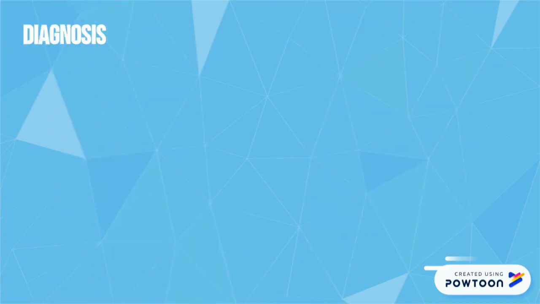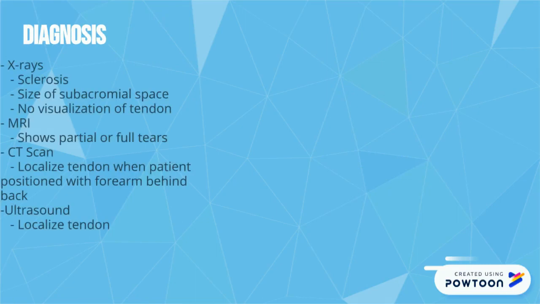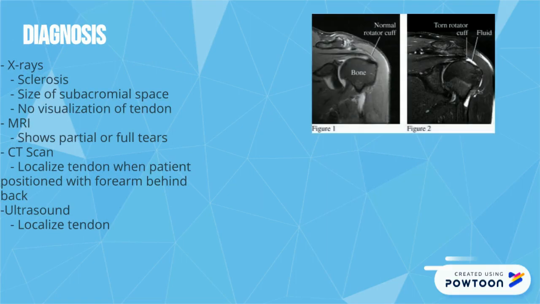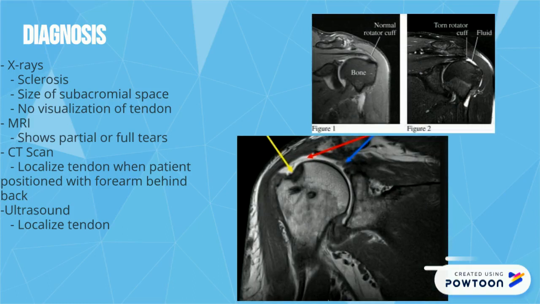To be diagnosed with a rotator cuff tear, a doctor might have you get an X-ray, MRI, CT scan, or an ultrasound. These pictures are MRIs. They show you a normal rotator cuff versus a torn rotator cuff.